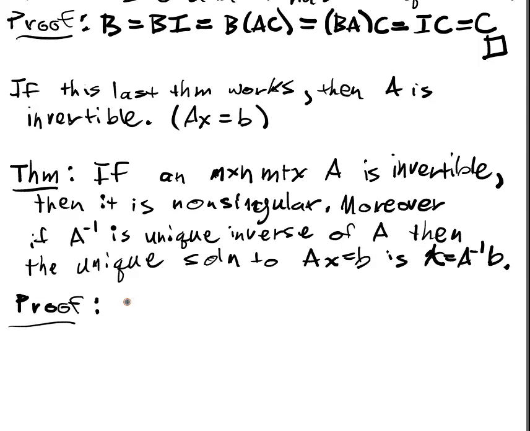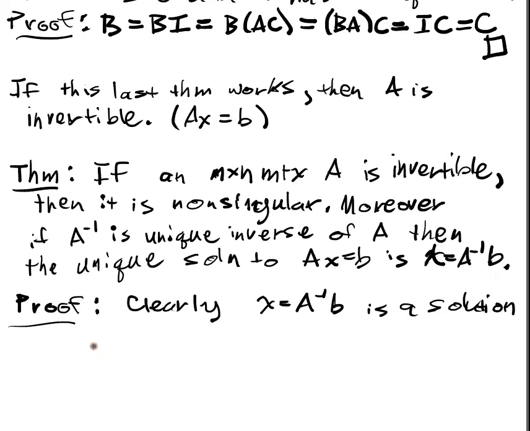So clearly, if it's invertible, X equals A inverse B is a solution, and this is because A times A inverse B is equal to, remember, associativity.